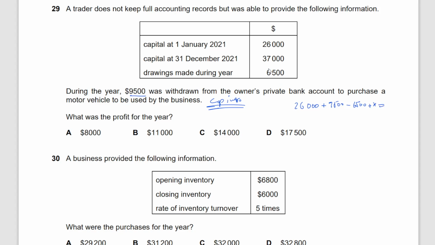And we've covered everything else, yes. And then finally, we have the closing capital of 37,000. With some basic algebra, you just net that. 26,000 plus 9,500 minus 6,500 is 29,000, plus X equals 37,000. And so X equals 37,000 minus 29,000. 37 minus 29 is 8,000. It's a very common formula. Keep that in mind. I think I said it a few seconds ago. You can watch that again.